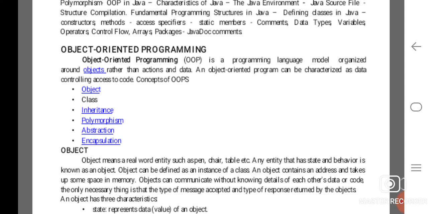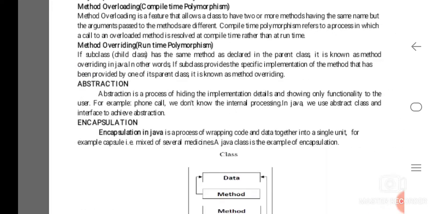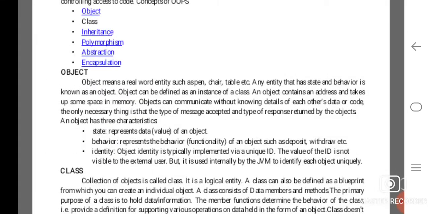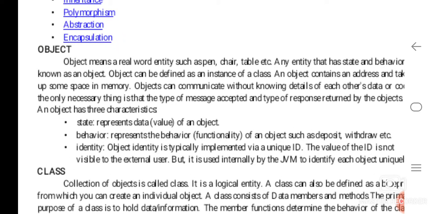An object is a real-world entity, such as a pen, person, chair, or table. Any entity that has a state and behavior is known as an object. An object has three characteristics. The first one is state. It represents data, that is, the value of an object. The second one is behavior. It represents the functionality of an object, such as deposit and withdrawal.